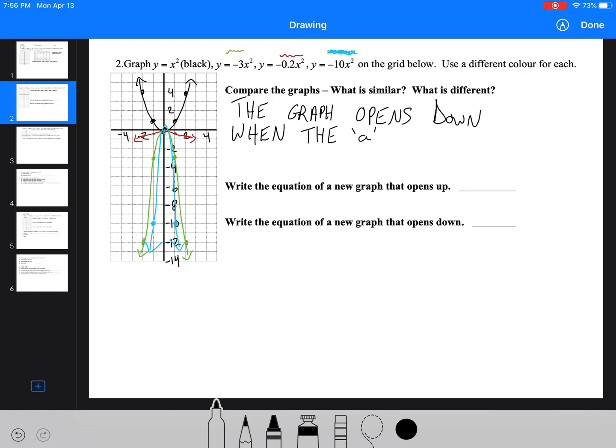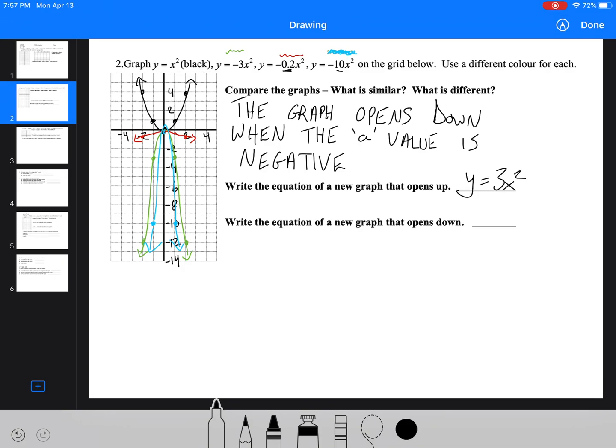So all that we have to look at with the A value is whether the A value is negative. If it's negative or positive, that tells us if it opens up or down. All the other rules still apply. You notice that when it was a big A value, the 10, it was very narrow. When it was a little A value, the 0.2, it was very wide. The positive and negative just tells us which way it opens.